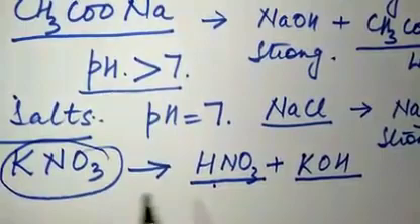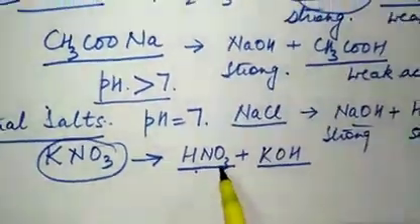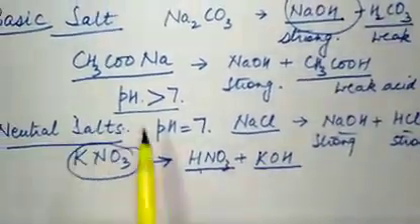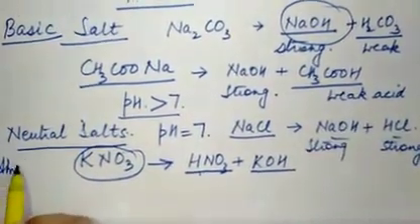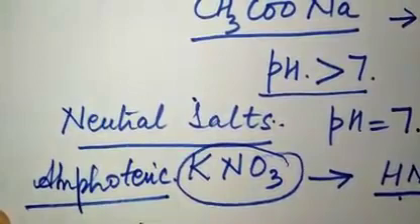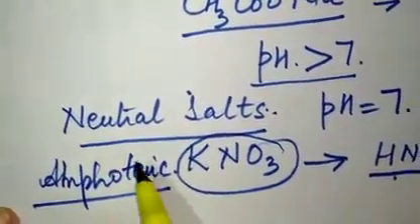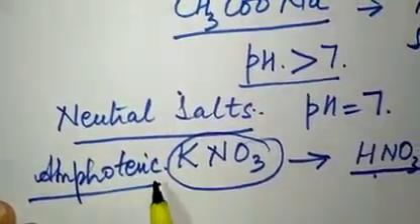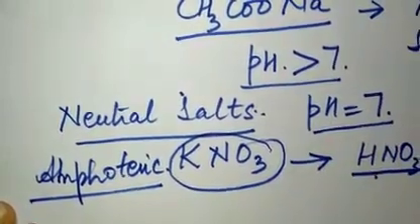will be neutral, right? So these type of salts are known as neutral salts, or they can be known as amphoteric salts. Okay, amphoteric means which is neither acidic nor basic. So this is neutral salts. Now these neutral salts will have pH equal to 7.